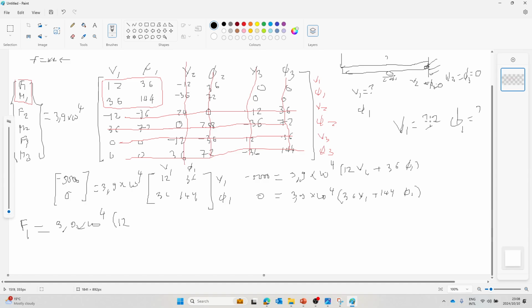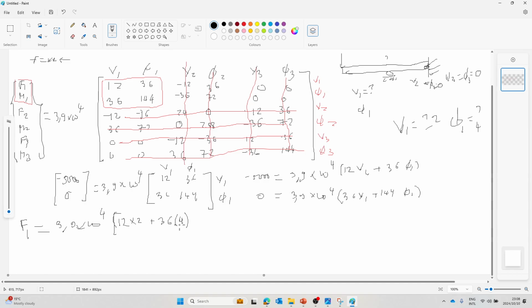I'm just saying, I'm not saying that's the answer. And phi 1 is 4. So where there is V1, it's going to be 12 times 2, like this, plus where there is phi 1 it's going to be 36 times 4.